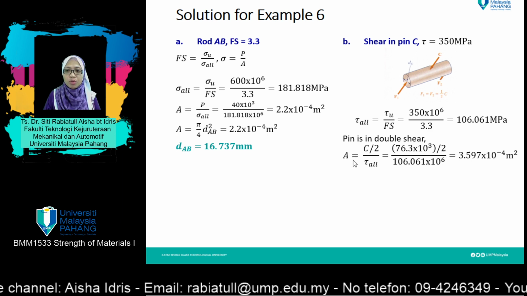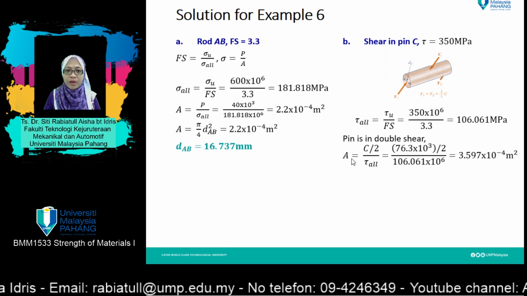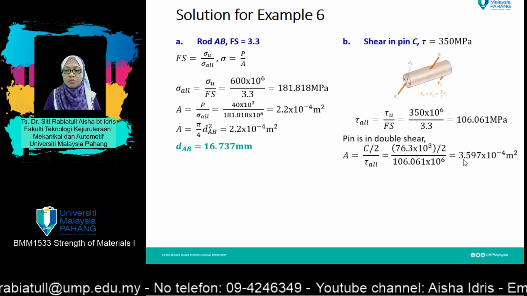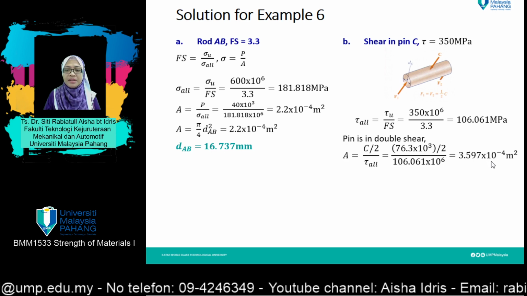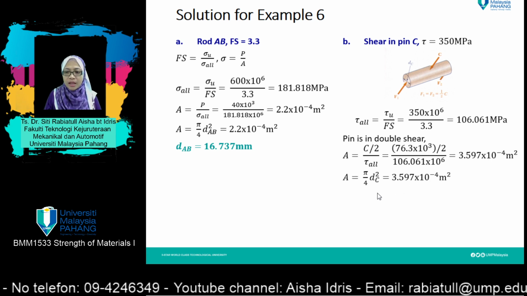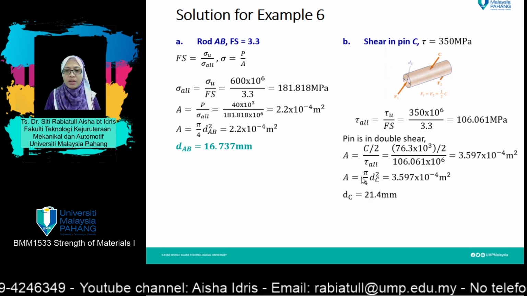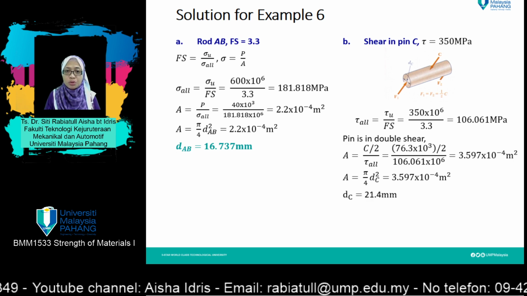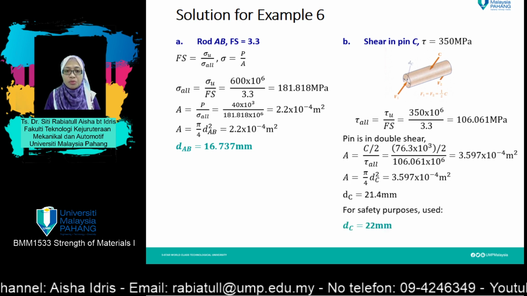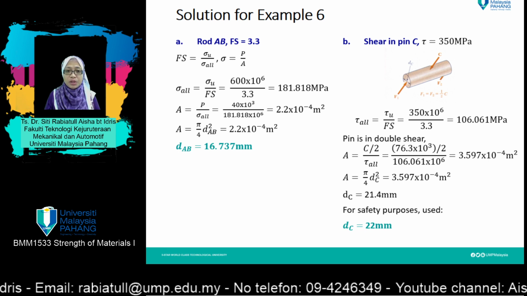In this case, we want to find the value of diameter, so we need to find the value of area first. From there, you'll get the value of A equals 3.597 times 10 to the power of negative 4. After that, substitute into this formula, then you will get the value of DC equals 21.4 mm. And for safety purposes, you need to select diameter equals 22 mm.